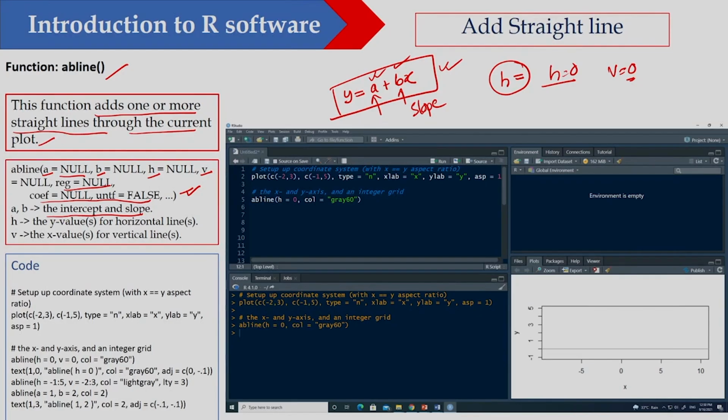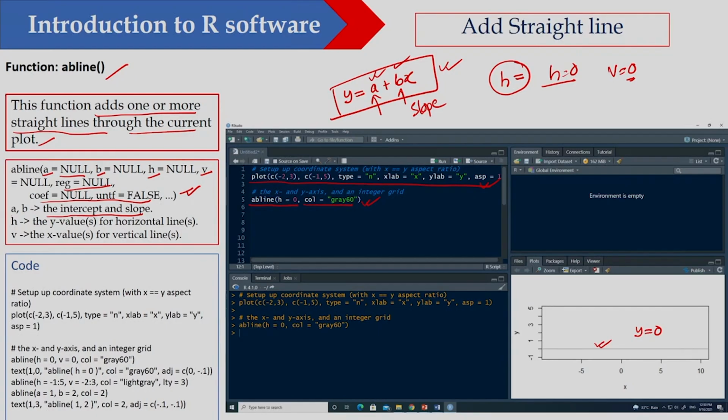Here is abline, and I am not putting the other arguments. I am only putting h equal to 0 and a color, gray 60. Before that, I just plot this one. This gives a blank plot that I can draw using the plot function. On this plot, I would like to draw a horizontal line for y equal to 0.